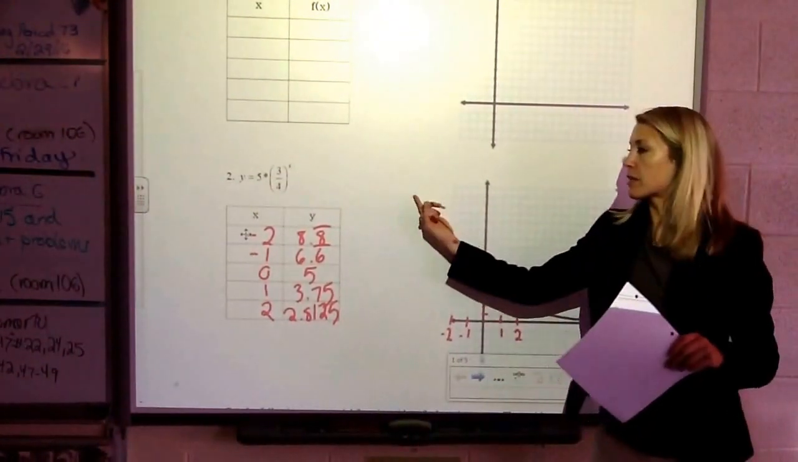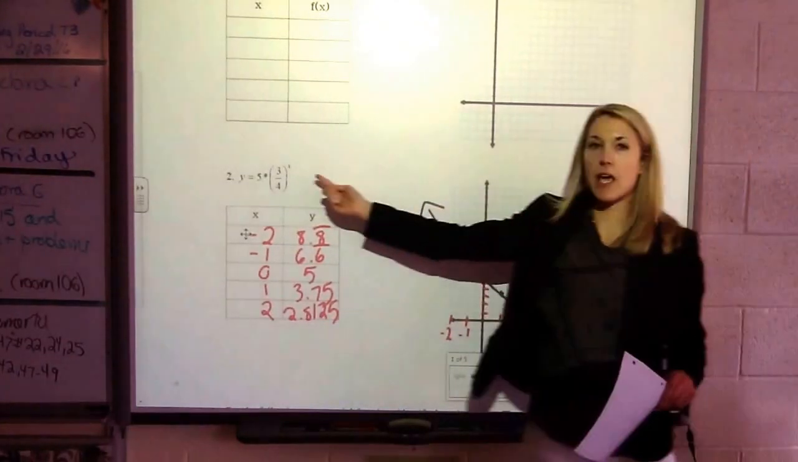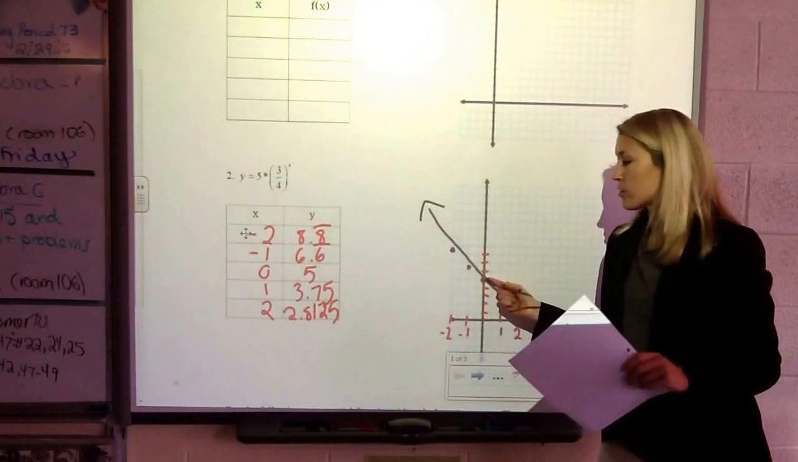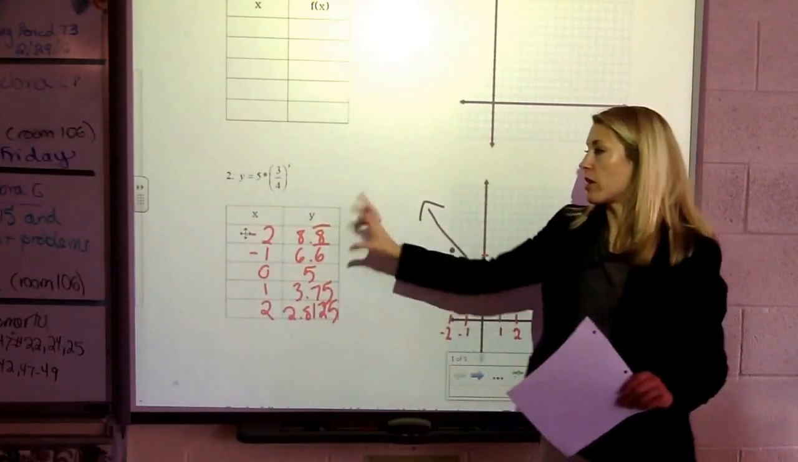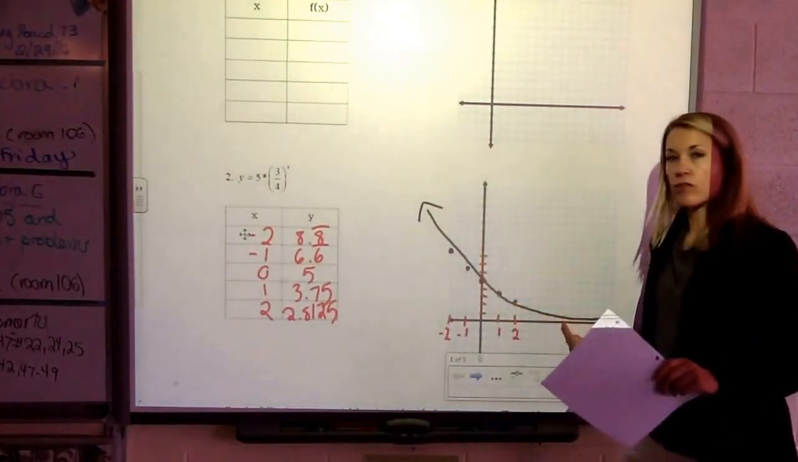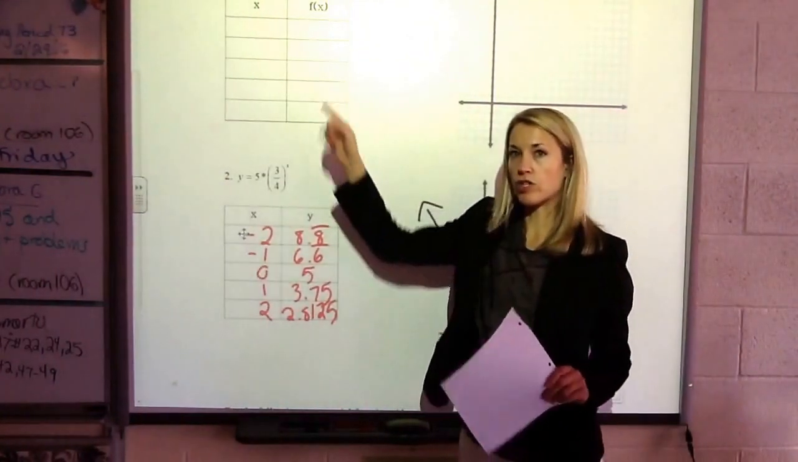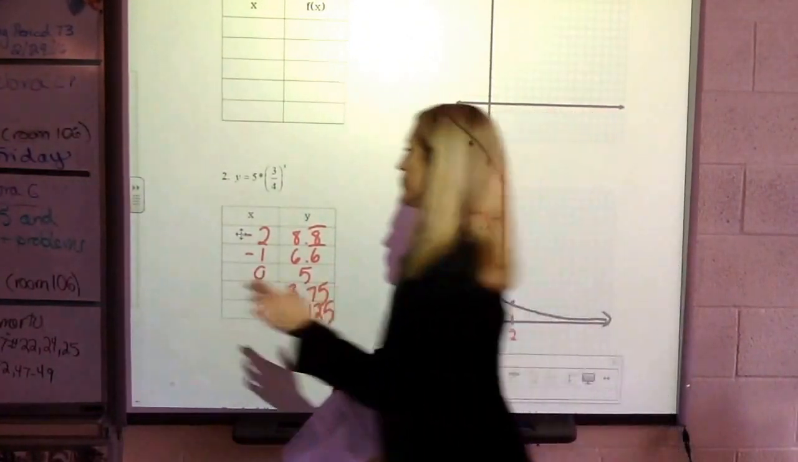Okay, you see here my exponential is decaying. I know it's decaying because my b is less than 1. My y-intercept is 5, so I'm just checking to make sure everything matches up. It should not cross the x-axis. So now that I've done 2, for homework I want you guys to try number 1.